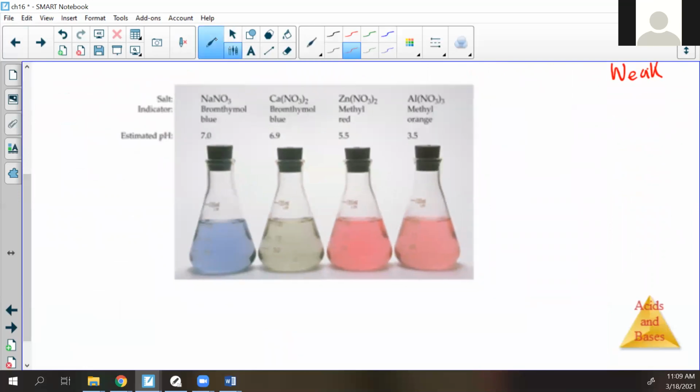Okay, tell your lab partner why sodium nitrate did not affect the pH of this. Ready, go. Wait, because it doesn't affect it? It does not. Because it's extremely base. Oh, no, it's not a strong acid. Yeah, exactly.